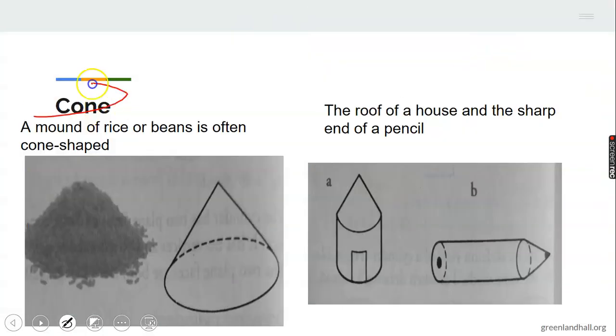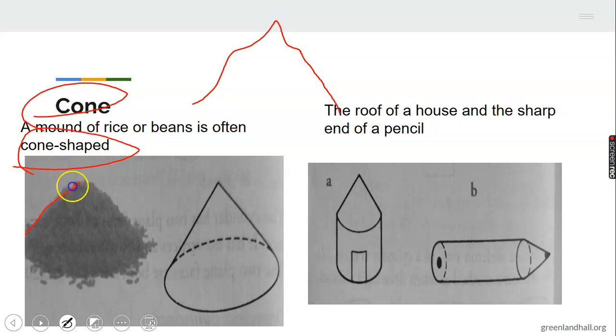Now, we move to cone. A mold of rice or beans is often cone-shaped. Just like when you pour rice on the ground, it will form something like a mountain. Now, look at what we have here. It will form the shape of a cone. It's not different from what we have here.